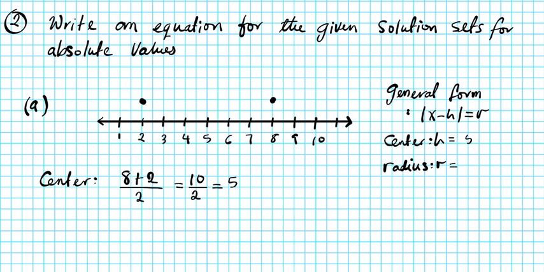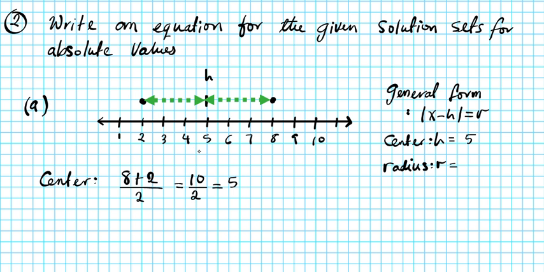Now what do we need? We need the radius. If this is the center h, right here, the radius is simply the distance from the center to any of the endpoints. So either from here to here, or from here to here. That's the radius, okay? So all you simply do here is count.